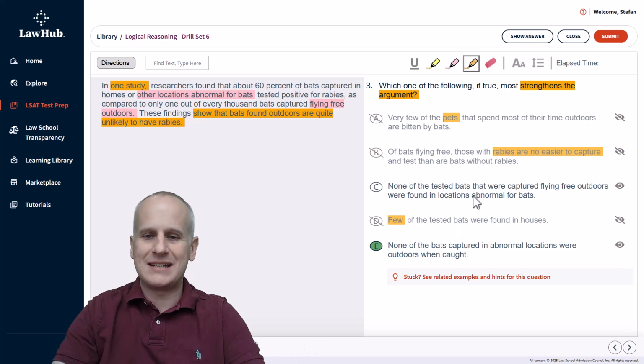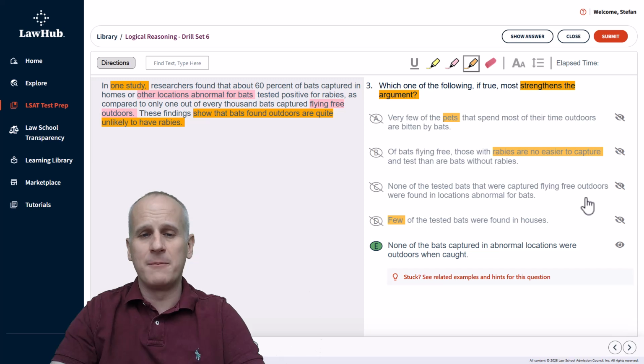But going back to choice C, just to prove out why it's wrong: if none of the tested bats that were captured flying free outdoors were found in locations abnormal for bats, that tells us about the flying free outdoors not being in abnormal places. But it doesn't tell us about the ones that were in the abnormal places up front. So this is actually almost a conditional reversal.